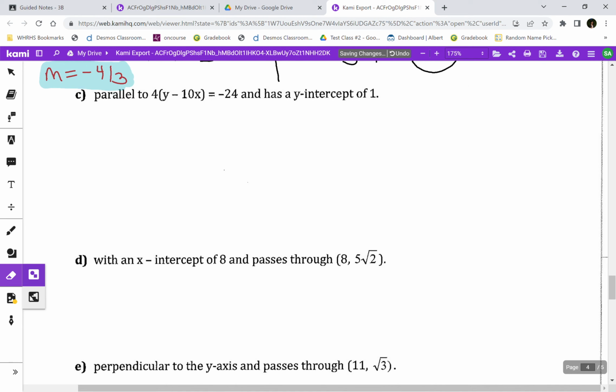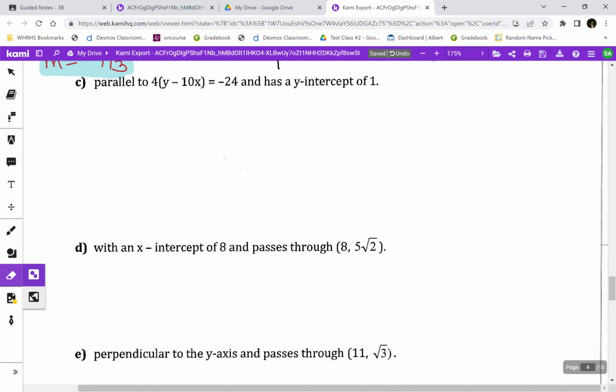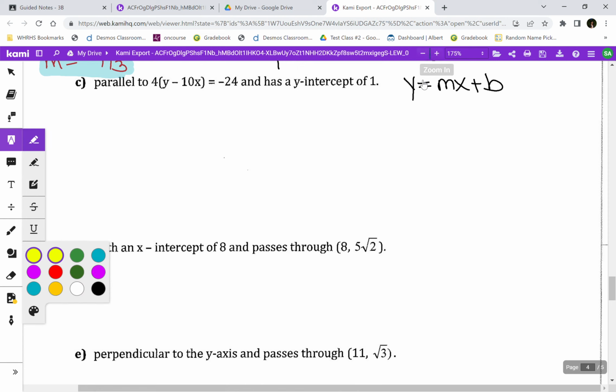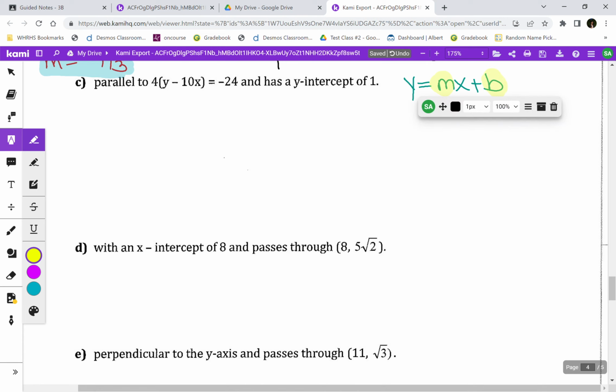All right, next one. We want to come up with an equation of a line that is parallel to 4 times the quantity of y minus 10x equals negative 24 and has a y-intercept of 1. All right, first thing, we know we want an equation of a line, so once again, we want y equals mx plus b. I need a value for m and I need a value for b. What do I already have?